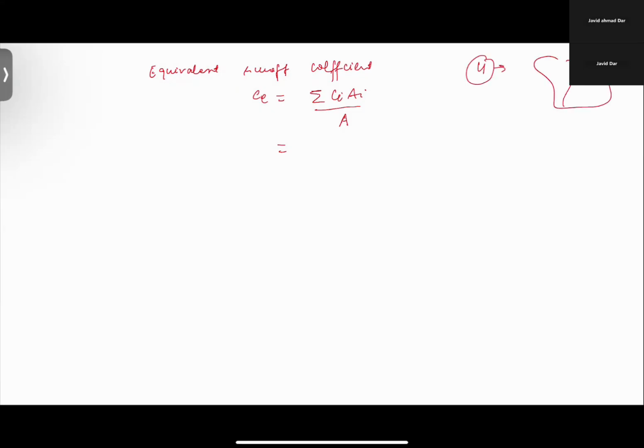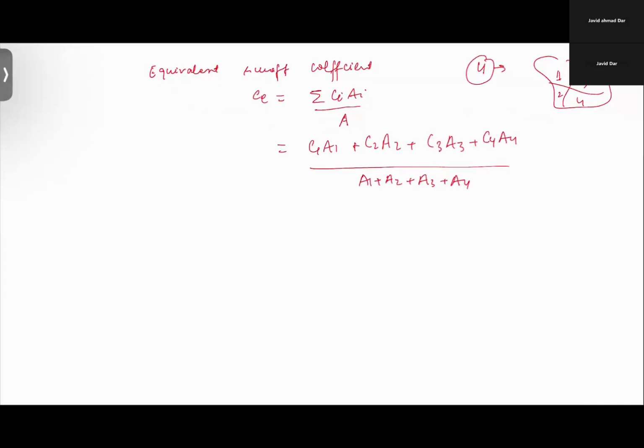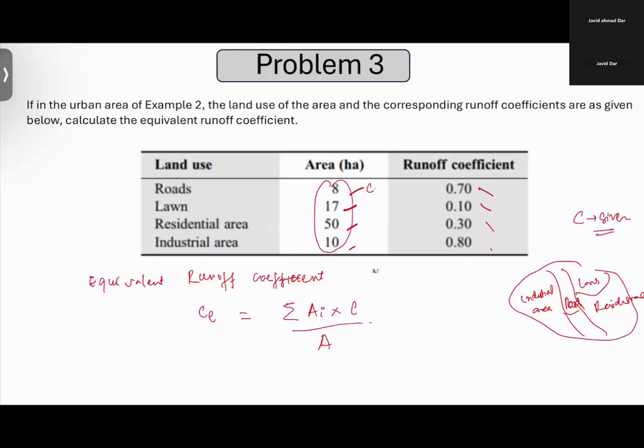We can start with the calculation. So your equivalent runoff coefficient, let me call it CE, will be equal to summation CiAi upon A. Now you have four parts of this catchment, let's call them 1, 2, 3, 4. This is C1A1 plus C2A2 plus C3A3 plus C4A4 divided by A1 plus A2 plus A3 plus A4. If you look into the problem, this is your A1, A2, A3, A4, and these are your C1, C2, C3, and C4.